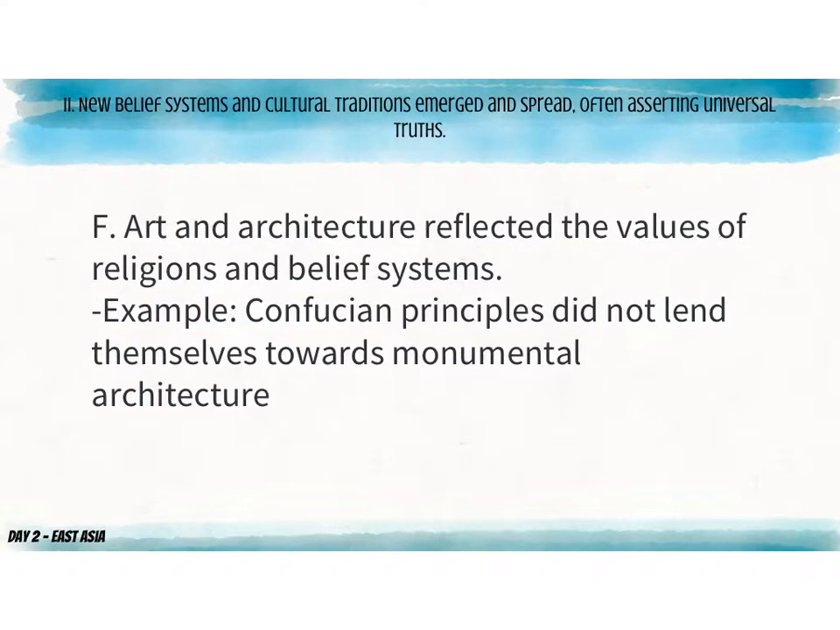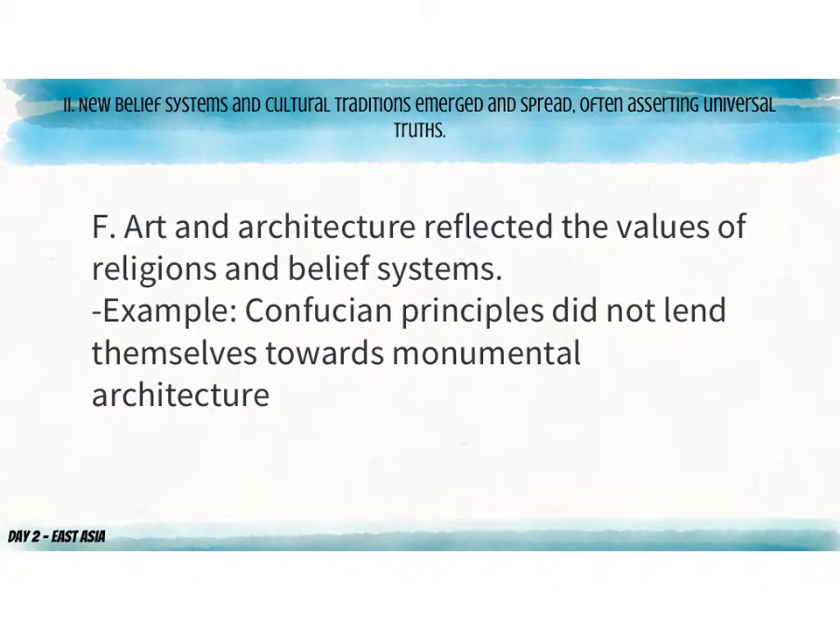All right, this particular key concept is about art and architecture, and it says that the art and architecture of these early civilizations reflected the values of their own belief systems. When we think about China, this is actually kind of a non-example because Confucian principles did not lend themselves to extravagance. There's not actually a lot of monumental architecture in China.